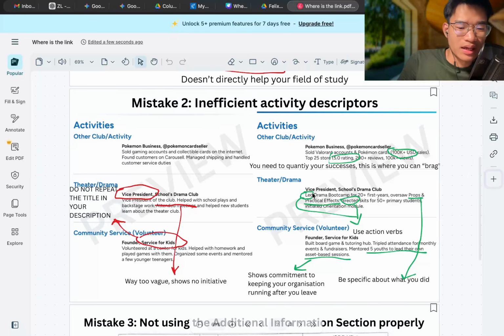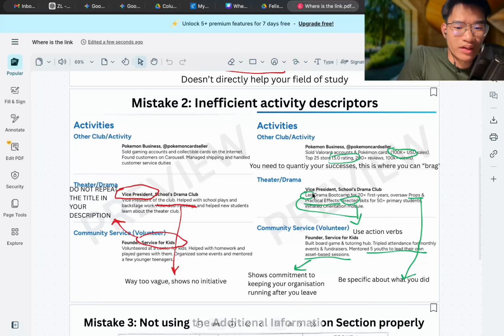Another smaller example I gave is founder, service for kids, volunteered at a center for kids. It's very clear that you're volunteering at a center for kids. You do not need to repeat this. Give the admissions officer things they probably haven't heard about before. Something that's new.